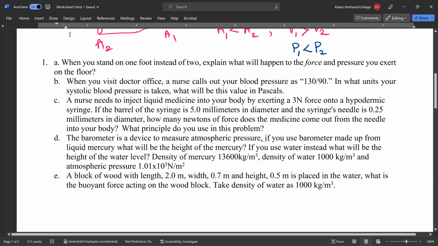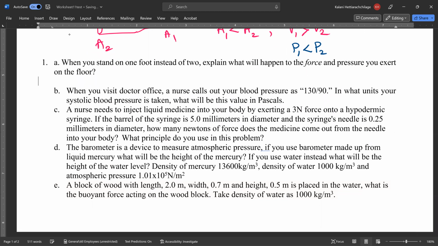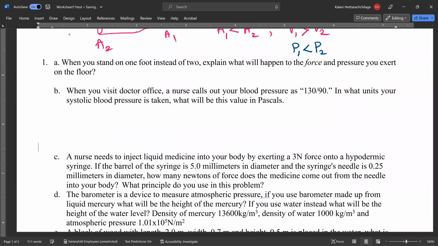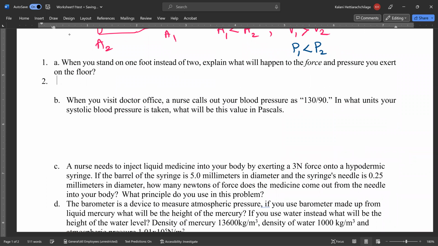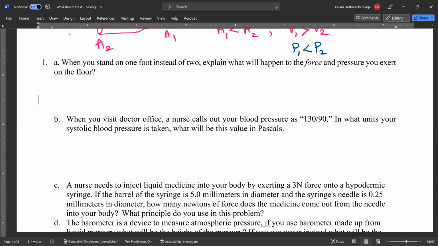So let's move into the first question and go step by step. I'm going to leave space in between when I do the problems, so we have space to write, right? Now let's see the first one. When you stand on one foot instead of two, explain what will happen to the force and pressure you exert on the floor. I just want you to understand the definition of pressure and separate what is the force and what is the pressure.